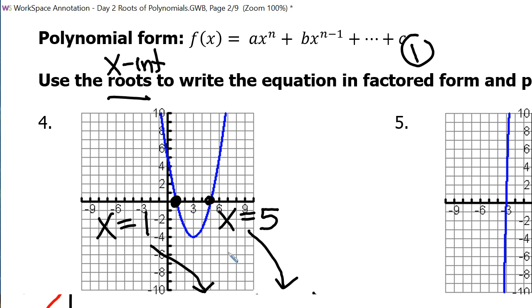Okay, next one, number 5. Looking at the blue. First, find your x-intercept. What is this x-intercept? Negative 3. What is this x-intercept? Positive 2. And what is this x-intercept? Positive 4. So go ahead and write the factored form. And for that factored form, how many sets of parentheses did you have? 3. You need 3 sets of parentheses.